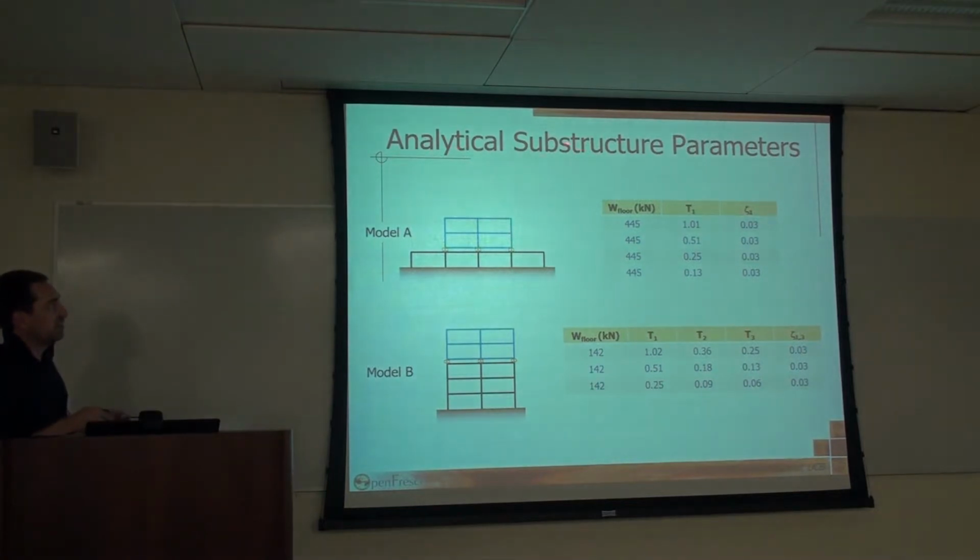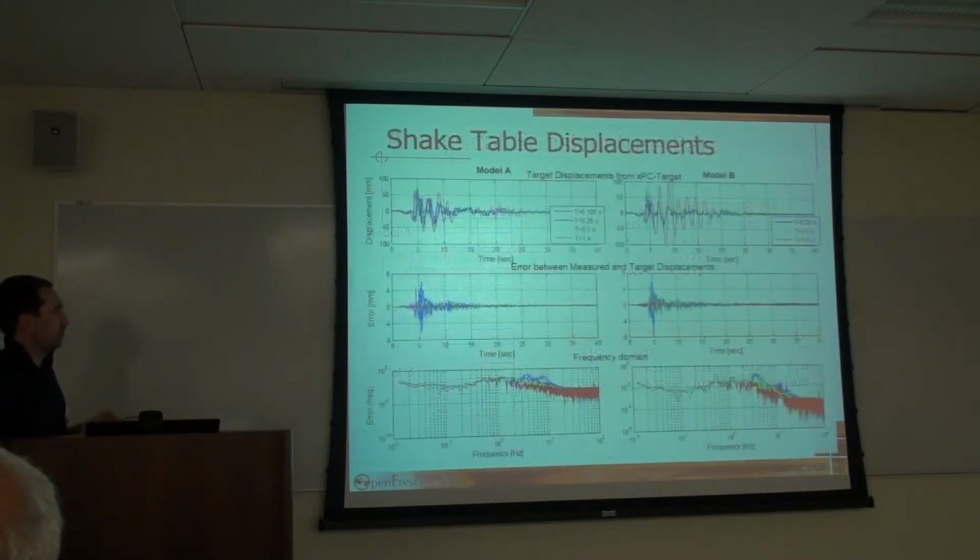In terms of the analytical substructure that sits below our isolated experimental test specimen, we had 2 models. We had a model A, which was a 1-story substructure, and then we had a model B, which was a 3-story substructure. And we basically looked at different frequencies or different periods on these different models. So that's, like I said, we could do these parameter studies by quickly changing the properties of our numerical part of the structure and adjusting the parameters there.